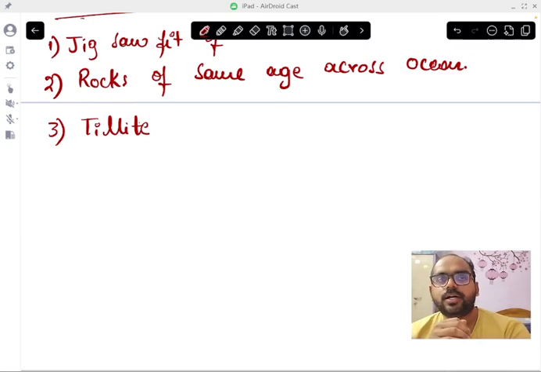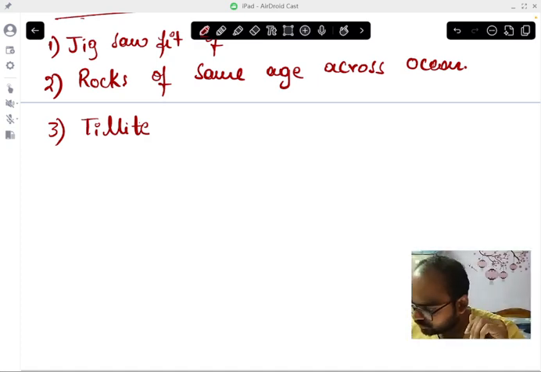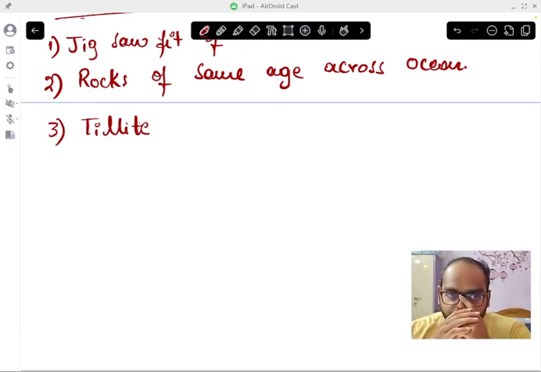What is tillite? We all know about glaciers, Himalayas, Swiss Alps. These are glaciers. The deposits from these glaciers can be formed through landsliding or rainfall or water. The deposits from these glaciers are called tillite.